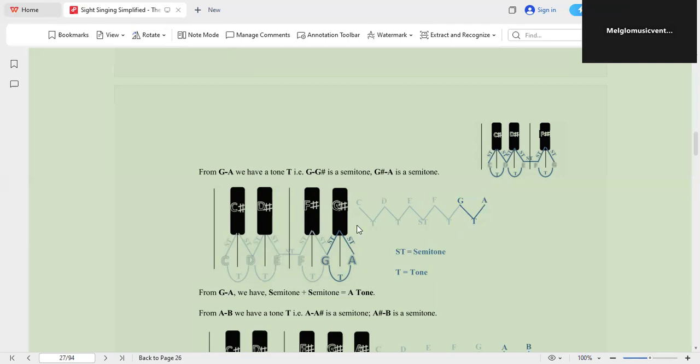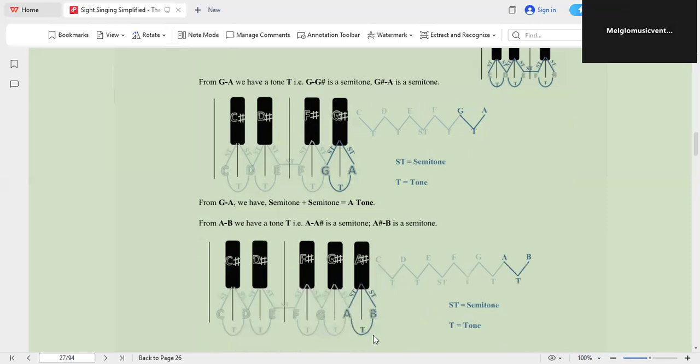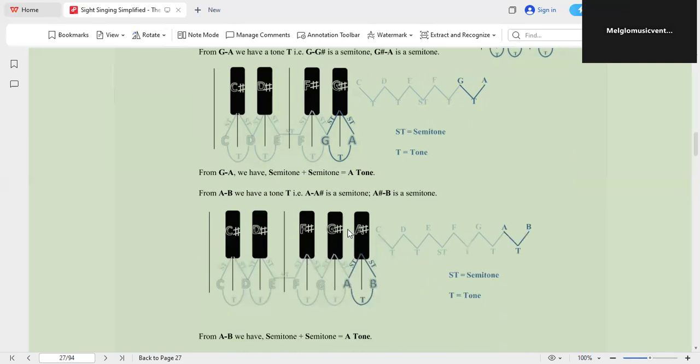So in all, we have tone, tone, semitone, tone, tone. Now what we need next is the third tone. And then we go further from A to B. Now, from A to A sharp is a semitone. From A sharp to B is a semitone. So from A to B will be the semitone of A to A sharp plus the semitone of A sharp to B. So A to B is a tone.